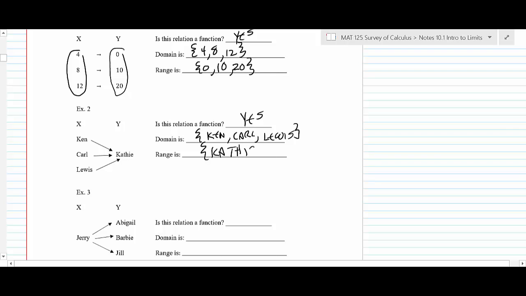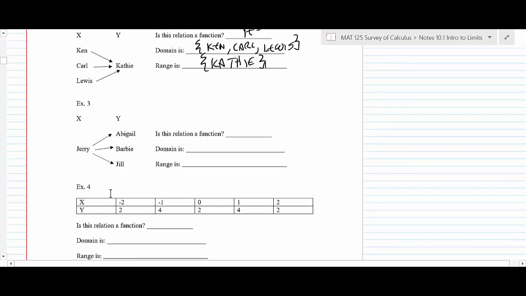Every man has, I guess, one girl he's got a crush on. Okay, you can think of it that way. That is a function. How about example 3?